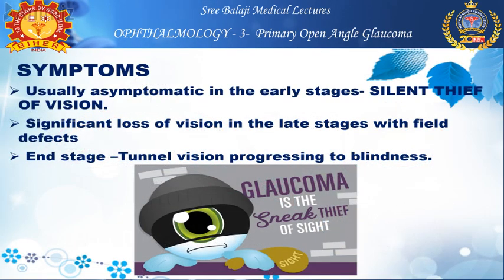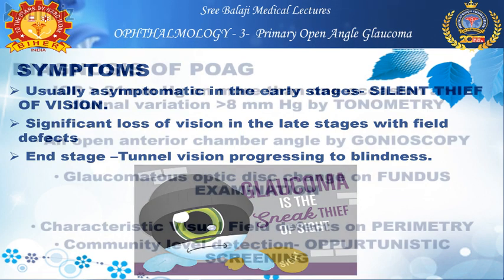POAG is usually asymptomatic in the early stages and hence it is notoriously called the silent thief of vision. But significant visual loss occurs in the late stages along with field defects. In the end stage, the patient is left only with tunnel vision, which progresses to complete blindness.